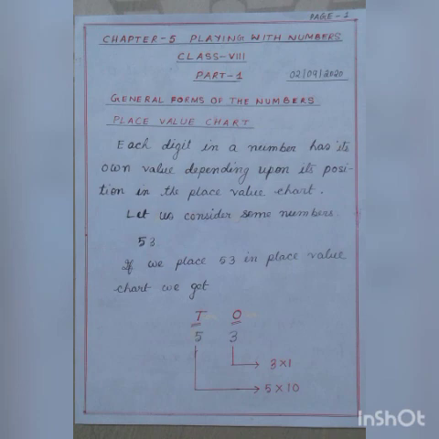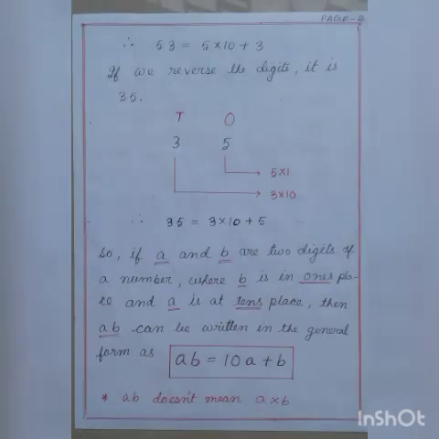Let us consider some numbers. I have taken 53. If we place 53 in the place value chart, we get 3 in ones place and 5 in tens place. So the place value of 3 is 3 into 1, and the place value of 5 is 5 into 10. Therefore, 53 is equal to 5 into 10 plus 3 into 1, which is equal to 5 into 10 plus 3.